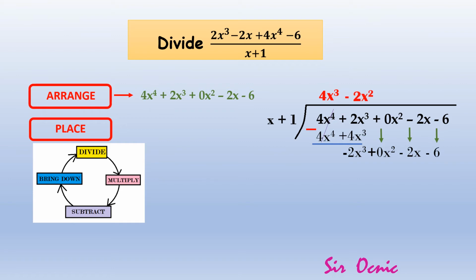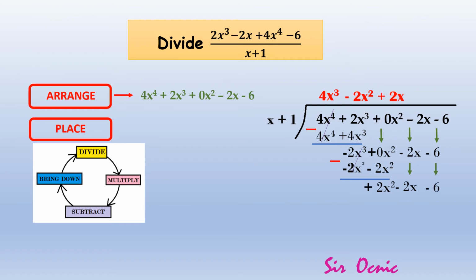Negative 2x cubed divided by x is equal to negative 2x squared. Negative 2x squared times x plus 1 is equal to negative 2x cubed minus 2x squared. Subtract the terms, that is equal to 0 and positive 2x squared. Bring down negative 2x.